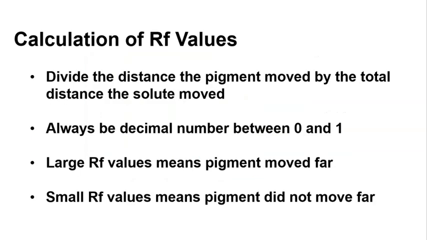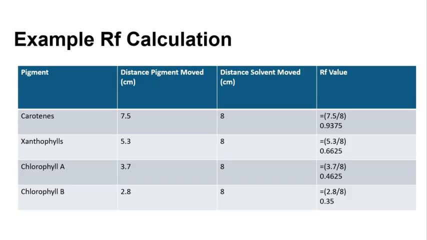So to calculate the RF value, we will divide the distance that the pigment moved in centimeters by the total distance that the solvent moved. The RF values will always be a decimal number between 0 and 1, with the larger decimal numbers indicating that the pigment moved further up the paper, while the smaller decimal numbers mean that the pigment did not move very far. So I've set out some example calculations of some RF values here using some example data.